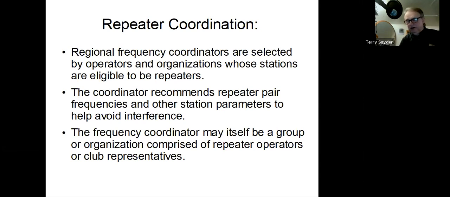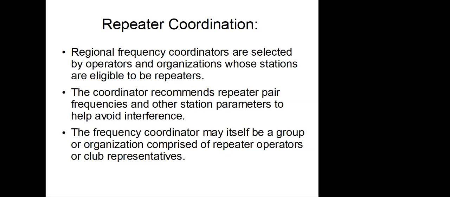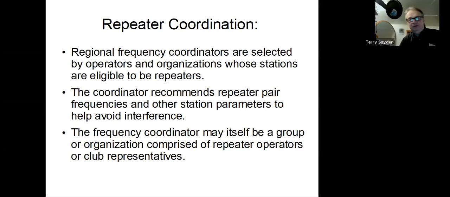And we're in a group in this area that covers New Jersey and Pennsylvania and Maryland. And the coordinator recommends the repeater pair frequencies and other station parameters to help avoid interference. Those could be the frequencies, whether you have to change your antenna so that you don't interfere with somebody, what tones to use on them, maybe even what power level you're allowed to use. And the frequency coordinator may itself be a group or an organization comprised of repeater operators or club representatives. And that's exactly what we have here.